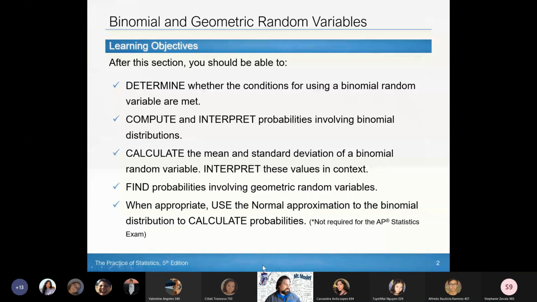This last one won't be emphasized because, as you see here, it's not required necessarily for the AP Stats exam, although as an overarching statement, anything in the textbook is fair game. All right, so that's what we'll work on today.